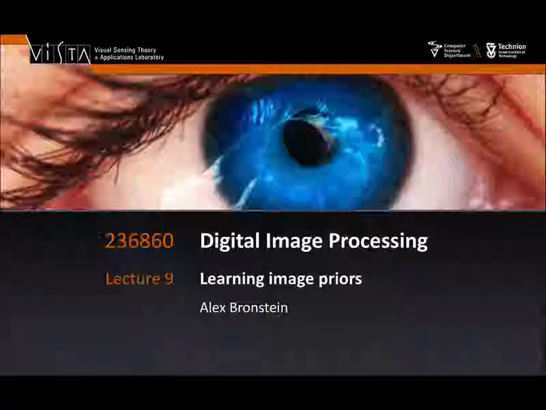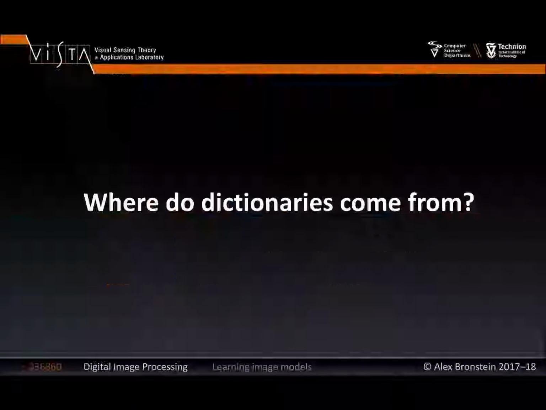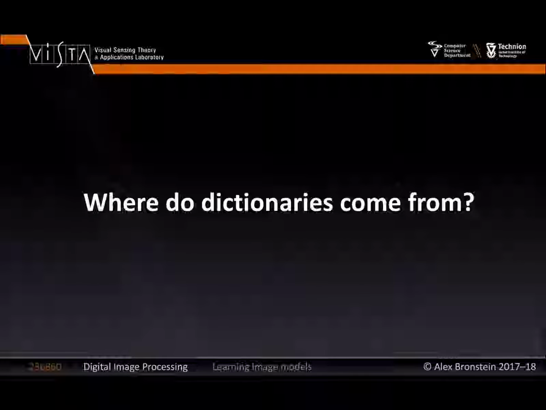I would like to try answering the question, where do dictionaries come from? When we talked about patch models, when we started, remember it was long ago, we started with a very naive assumption that still gave very powerful priors, that we have some set of exemplar patches. And those exemplar patches, presumably, came from representative images. So we did some magic that took patches from those images and extracted from them the set of exemplars.